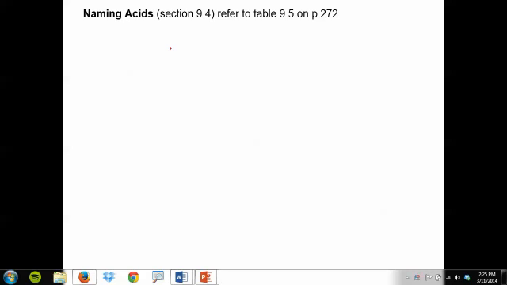All right, so in naming acids, there are essentially three different categories in which I can place acids. So I'm going to try and cover the generalities and the patterns that we use to name those. It takes a while to get the patterns, but they're pretty straightforward.